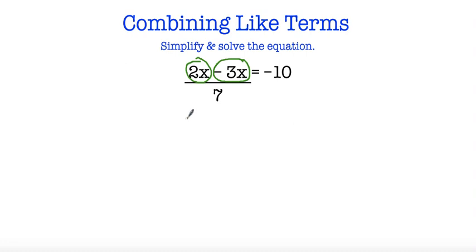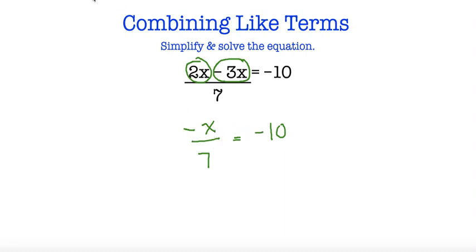So 2x minus 3x, the signs are different, so we're going to subtract. 3 minus 2 is 1x. And we're going to keep the sign. So remember, 1x, we don't have to put the 1. And we're going to keep the sign of the number with the greatest absolute value, which in this case is negative 3, since its absolute value is 3. So it's going to be negative x over 7 is equal to negative 10. So we have negative x divided by 7 is equal to negative 10.